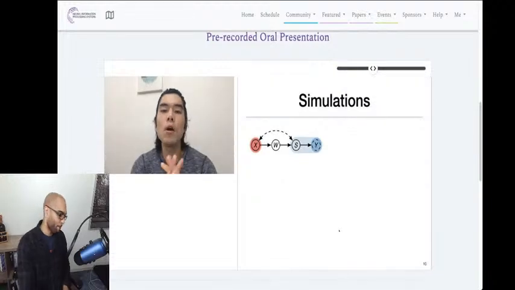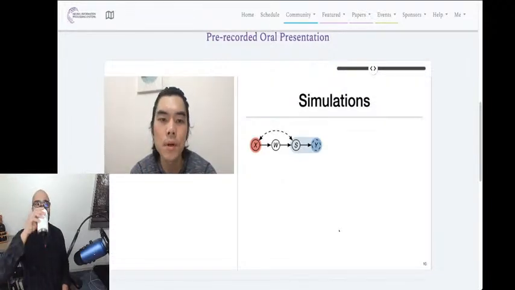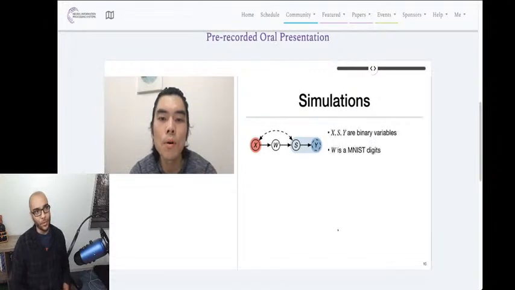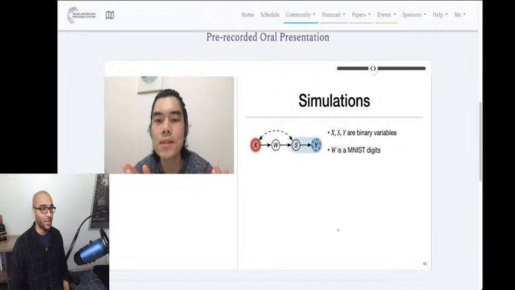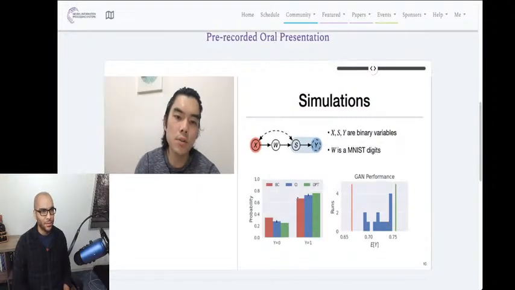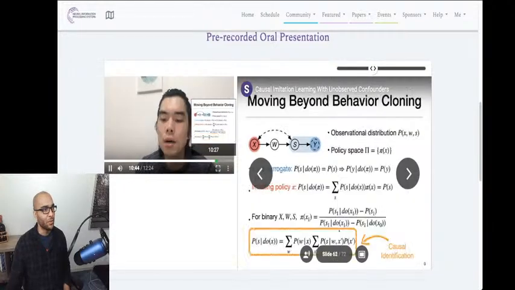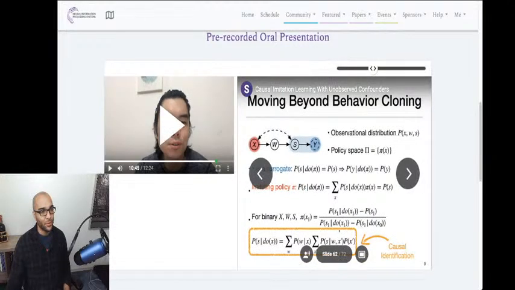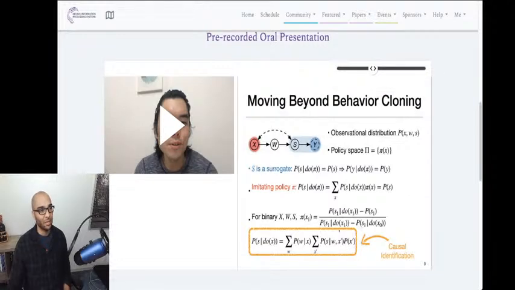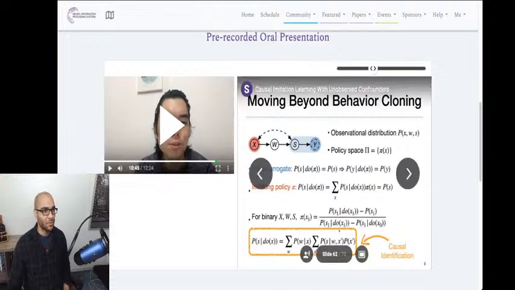We also run simulations in the paper for this example, where x, s, and y are binary variables, and w is a digit image drawn from the MNIST dataset. Okay, so at least we got one tensor. Here's a question: if W is an image, what is this, a flattened tensor of pixels? How do you integrate over that, or sum over that?